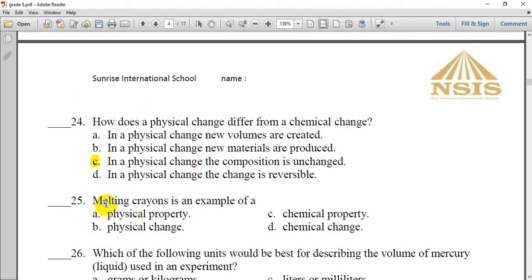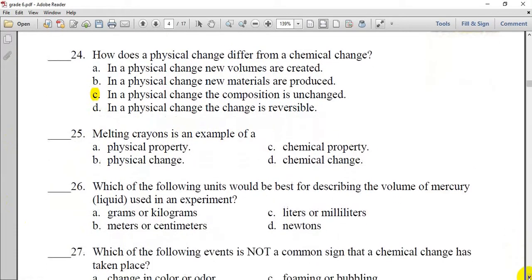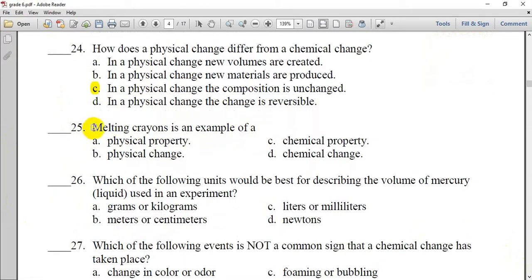Okay. 25. Melting crayons is an example of when we melt anything. Melting is a change of state, so for sure it will be a physical change. Question 26. Which of the following units would be best for describing the volume of mercury? Mercury is a liquid that we use in thermometers. Any liquid, what do we use to measure the liquid? We use liters or milliliters, like milk, like oil, like water. They are all measured by liters or milliliters.